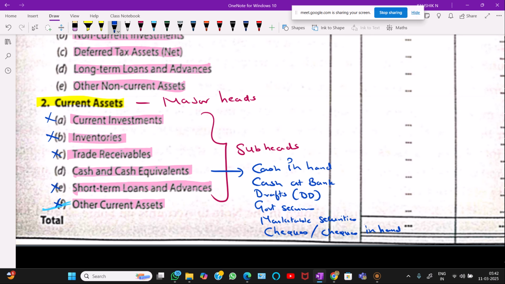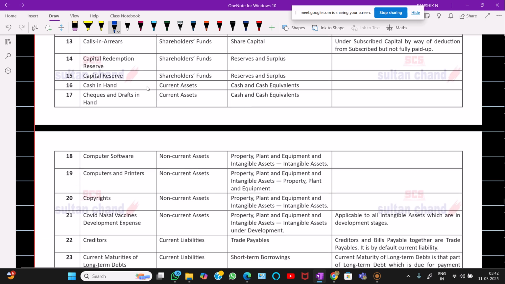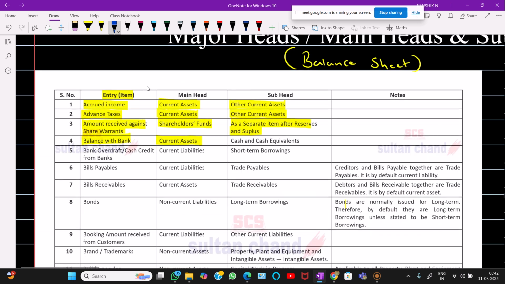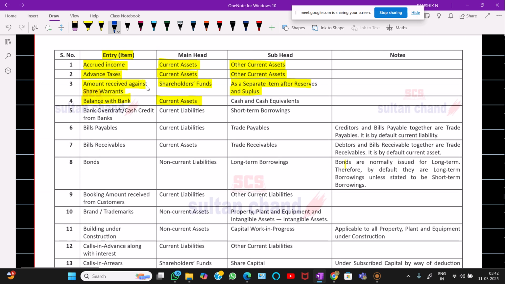I hope now it is clear to you what the concept of cash or the balance at bank, or balance in bank, is. Are you clear with the concept of balance with bank? What is the term? Main head is current asset. Subhead will be, what will be the subhead? Short-term borrowings, sir. Cash and cash equivalent, sir.